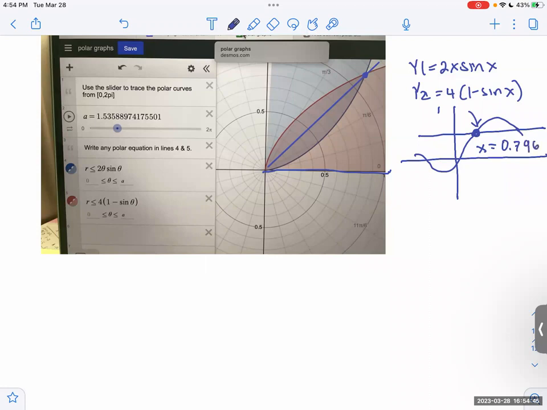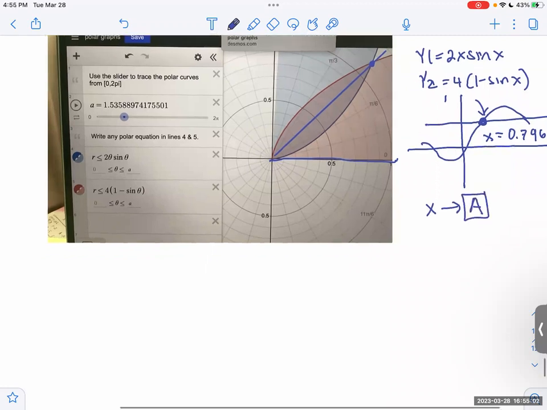Recommendations are, after you find the intersection point through second math, that you store that value. So that value, if you exit and go to the home screen, is stored under x. So you would hit x and then store it in alpha A. And then after that, you guys can use that stored value.